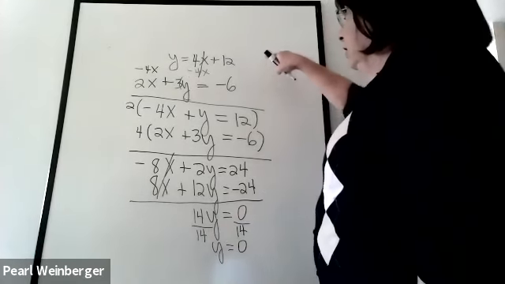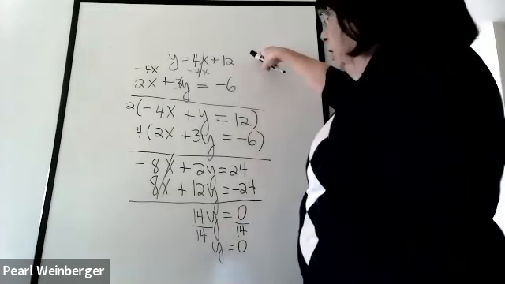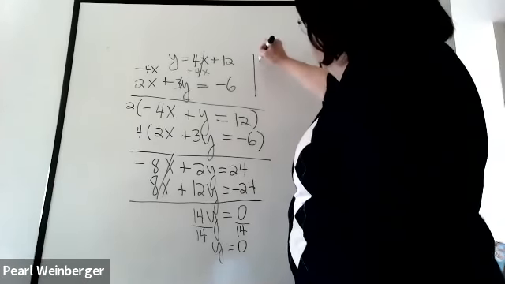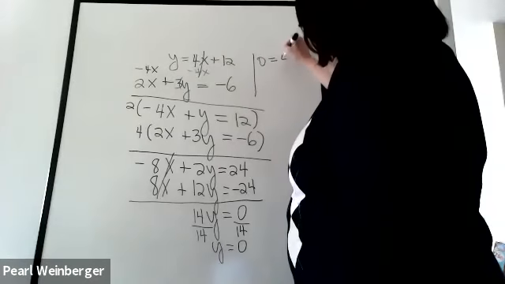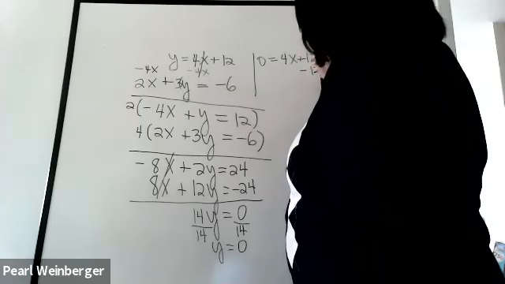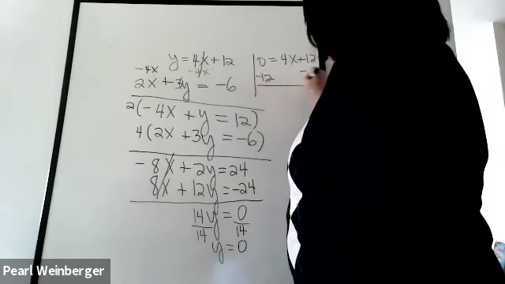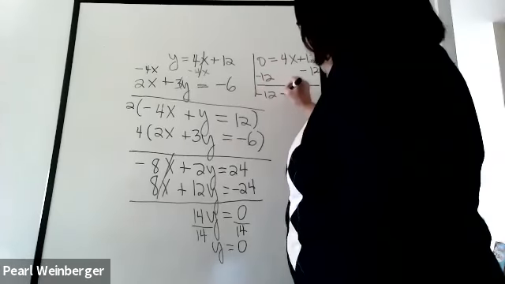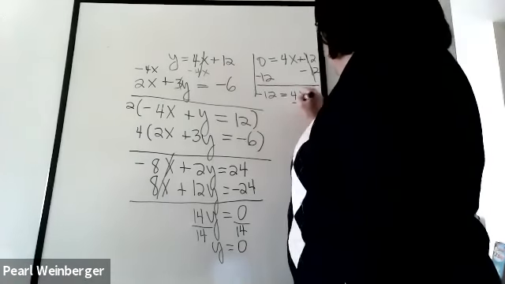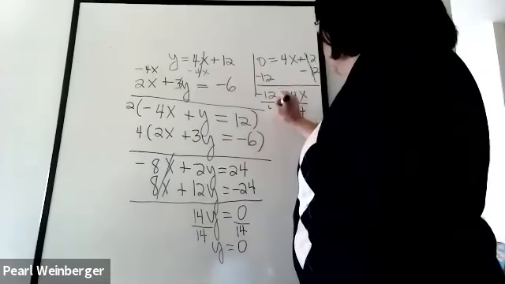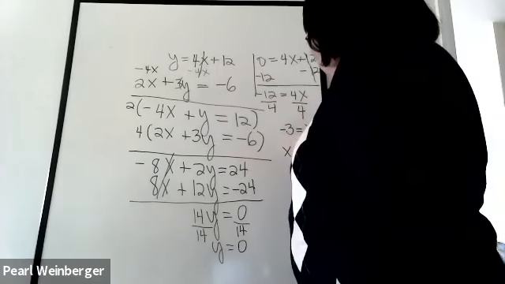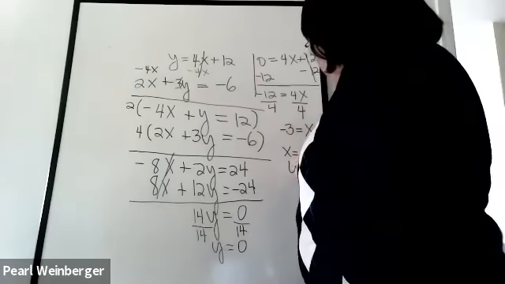And then I can go back to either one of these equations, let's say this one, and replace the y with 0. If I replace the y with 0 in this equation, I'll get 0 equals 4x plus 12. I'll bring the 12 to the other side. So it'll give me negative 12 equals 4x. That canceled out. Divide by 4. And I get negative 3 equals x. So I have my x is negative 3 and my y is 0.